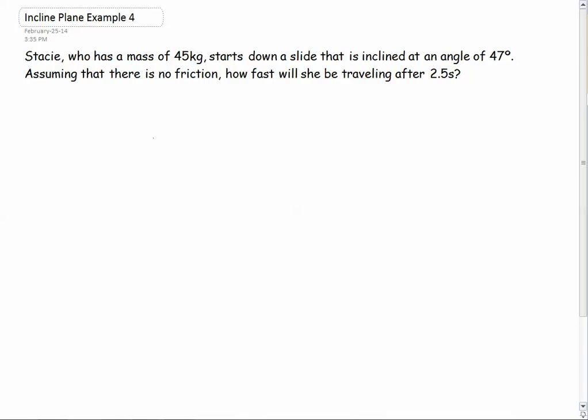So this is a different question altogether. It does involve an inclined plane, but ultimately this is a kinematics question. We're looking for her final velocity. We're being asked how fast she'll be traveling after a time of 2.5 seconds, so we're looking for our final velocity. We have a time of 2.5 seconds, and we know she starts down a slide, so she's going to start with an initial velocity of 0.